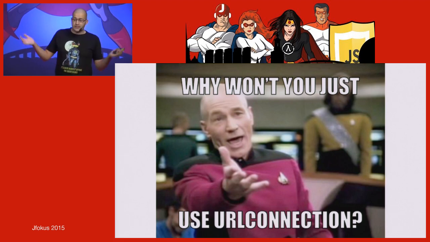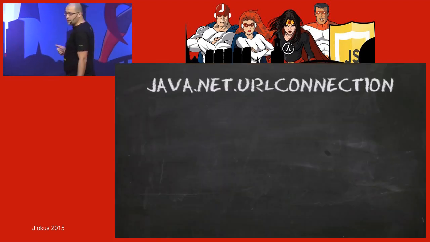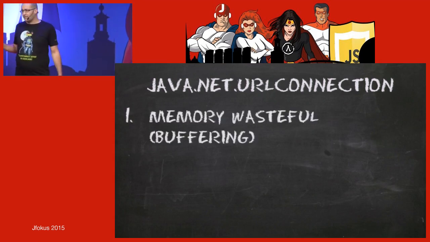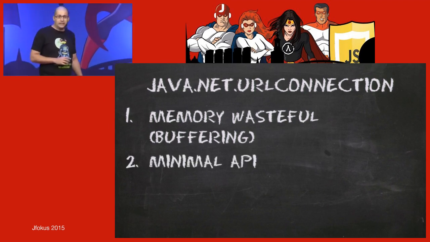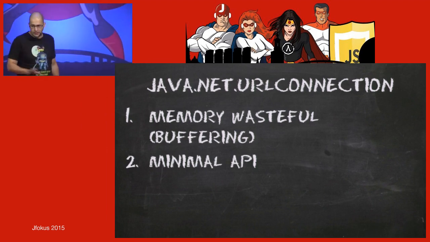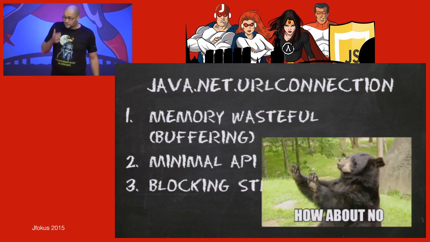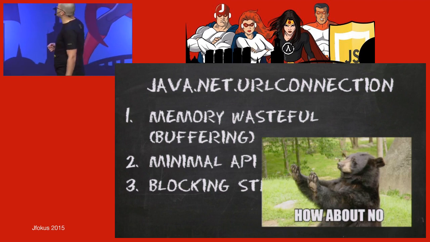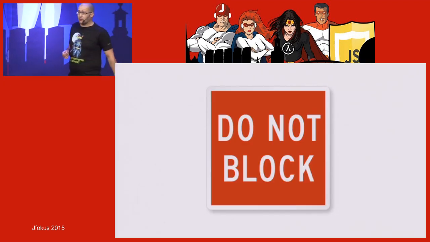First idea is URLConnection. And that's a really bad idea because Java.NET URLConnection buffers everything it does into memory. It's extremely memory wasteful. It has almost no API. You can just open a connection and get a stream. That's all you can do. The streams are blocking. So definitely not an option for us, mainly because of the blocking stuff.